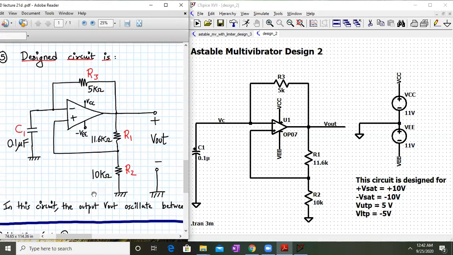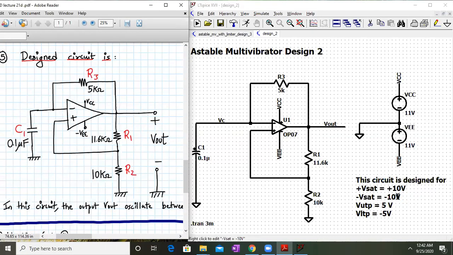Okay, so on the left hand side is my design. We have just now done it on the OneNote PDF, and on the right hand side we have the LTspice circuit for the same. So this is 0.1 microfarad, and this is 5 kilo ohms R3. R1 is 11.6 and R2 is 10 kilo ohm.